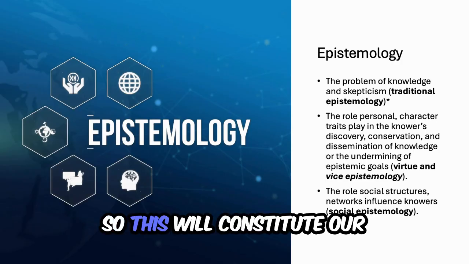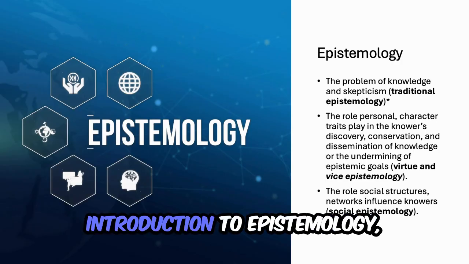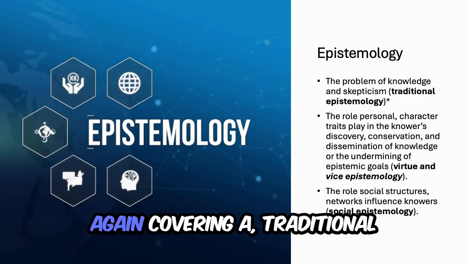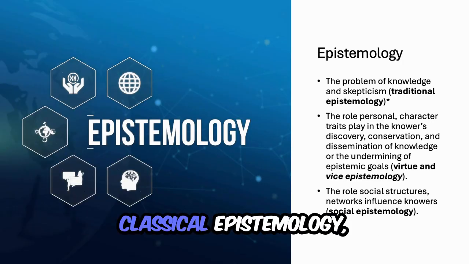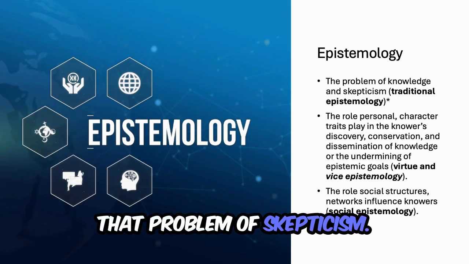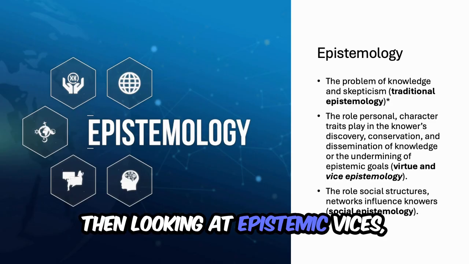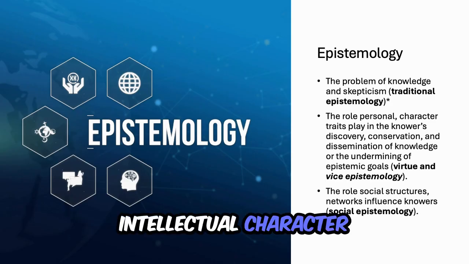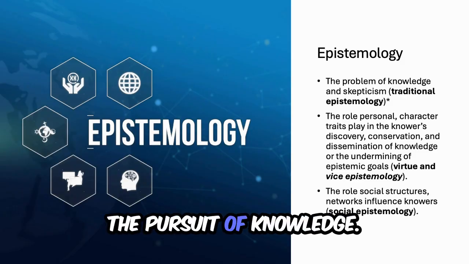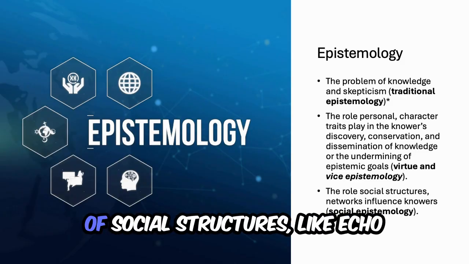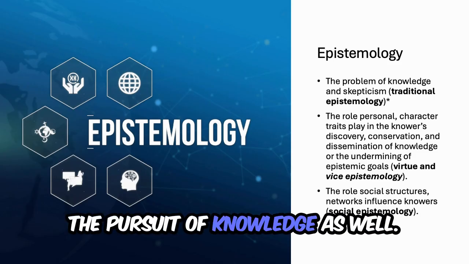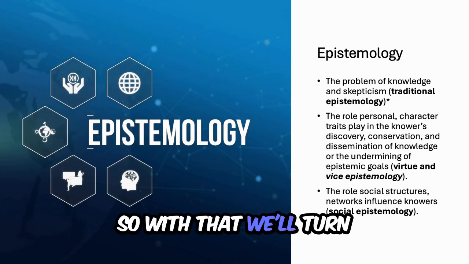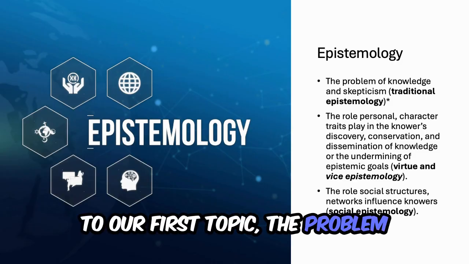So this will constitute our introduction to epistemology, again covering a traditional issue in traditional epistemology, classical epistemology, that problem of skepticism, then looking at epistemic vices, intellectual character traits that undermine the pursuit of knowledge, and then also what sorts of social structures like echo chambers might undermine the pursuit of knowledge as well. So with that, we'll turn to our first topic, the problem of skepticism.